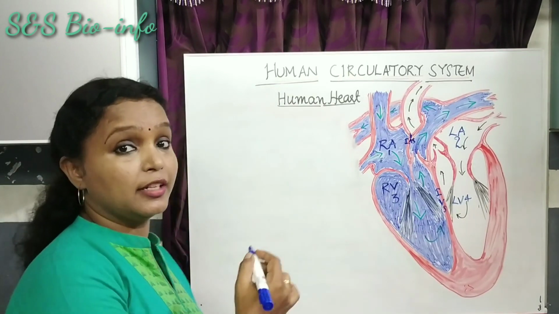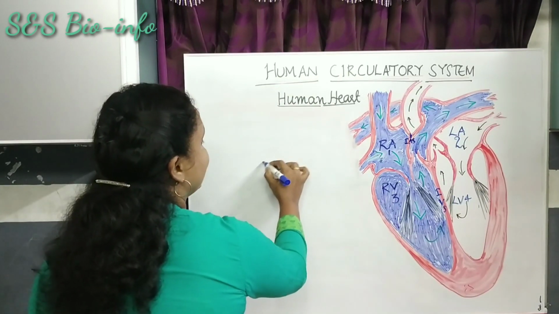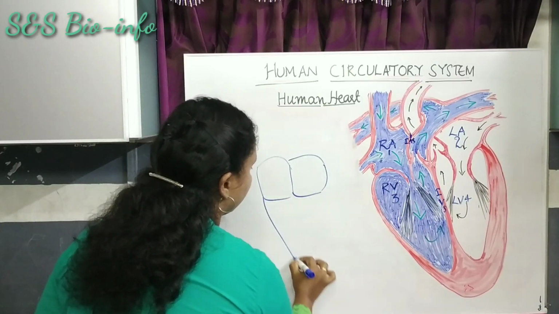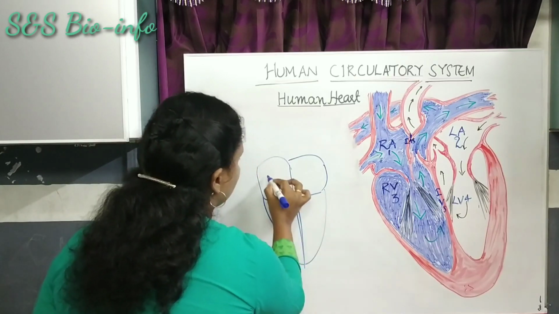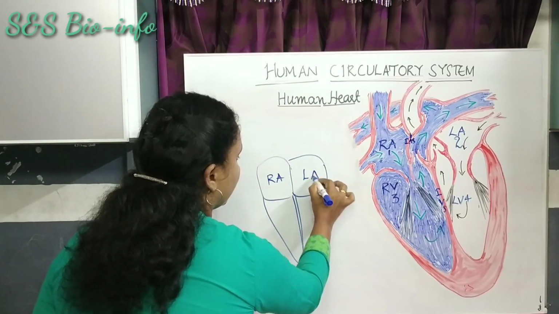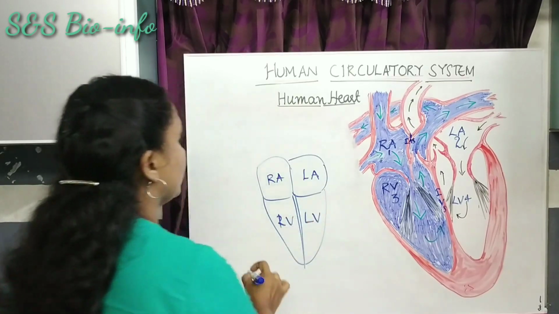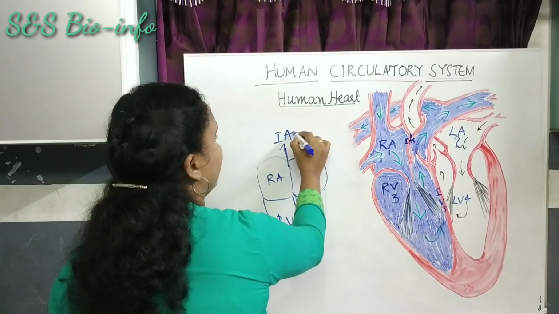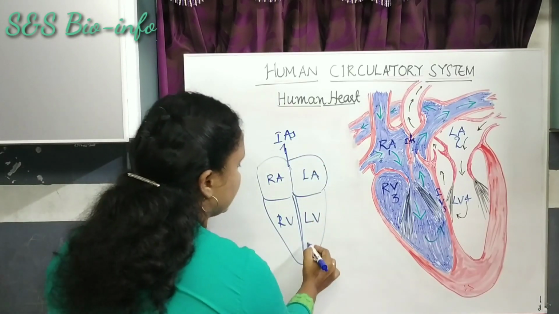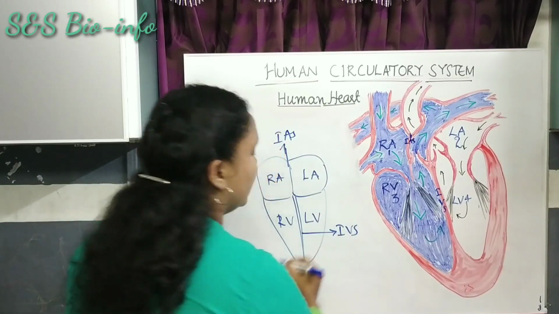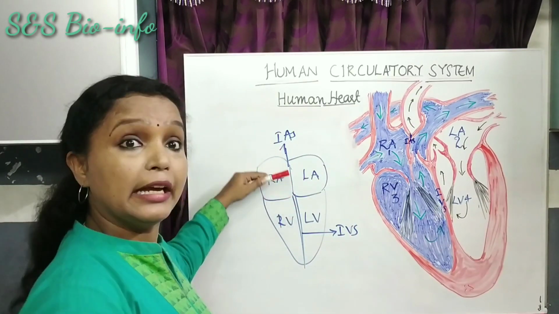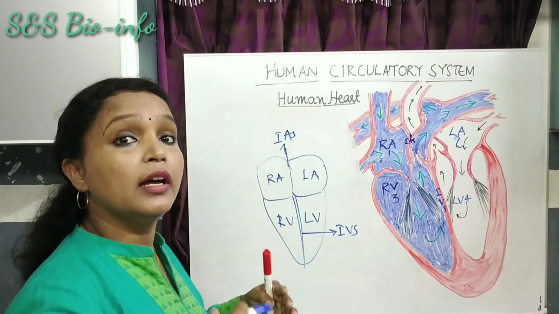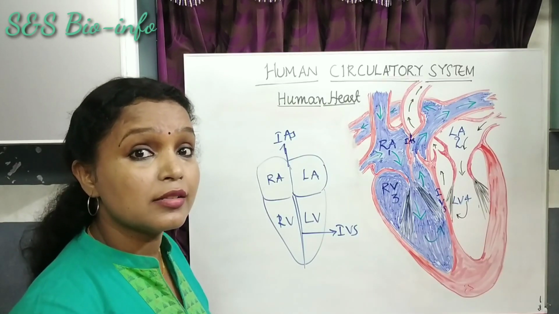Here you look at the diagrammatic representation of heart once again. Then I just draw the chambers of the heart, 2 atria, then 2 ventricles, then the right atrium, left atrium, right ventricle, left ventricle. So these atria are separated by IAS, that is interatrial septum. Then the ventricles are separated by IVS, interventricular septum, while the atria and ventricles are separated by a horizontal wall or septum called interatrioventricular septum.